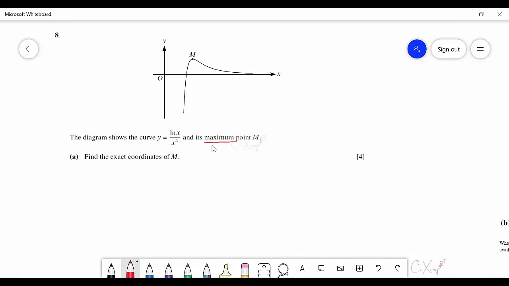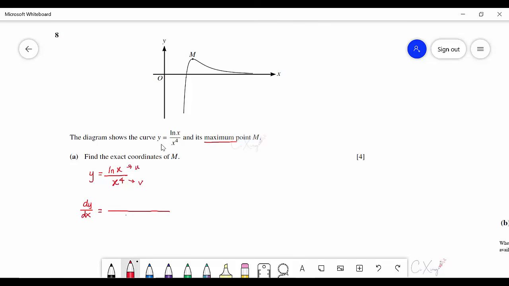When we see the word maximum point or any stationary point, you have to find dy dx, then let it equal 0, and then you can get the coordinates of the stationary points, right? So I need to find the differentiation for y equals ln x over x power 4. Because this is one fraction, I have to apply the quotient rule. For the quotient rule here, this is the v and this is u.